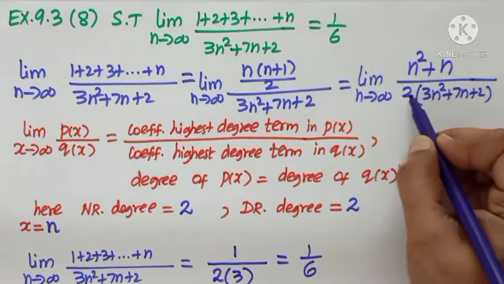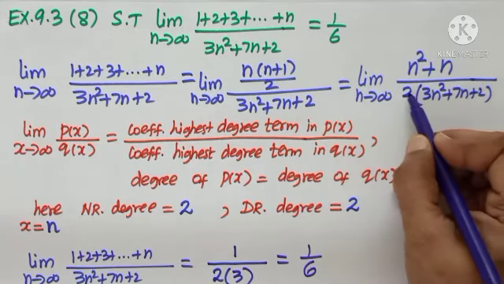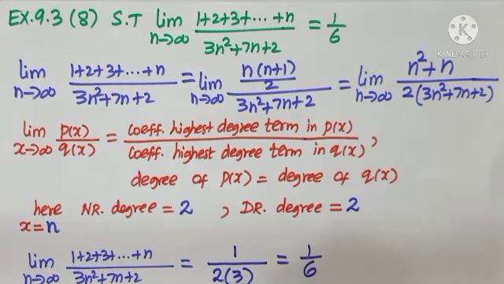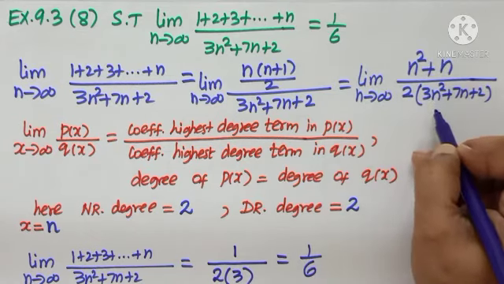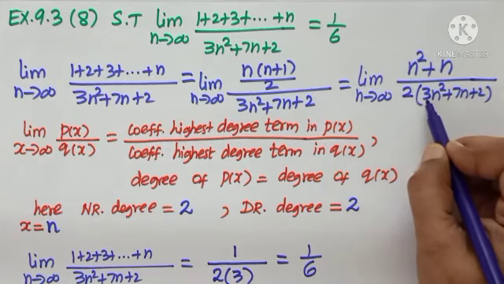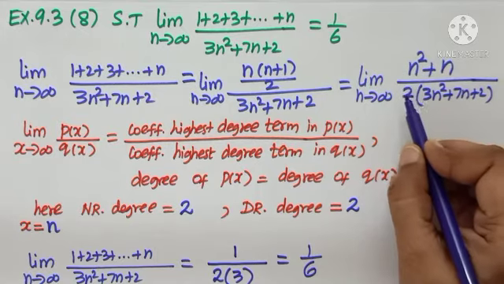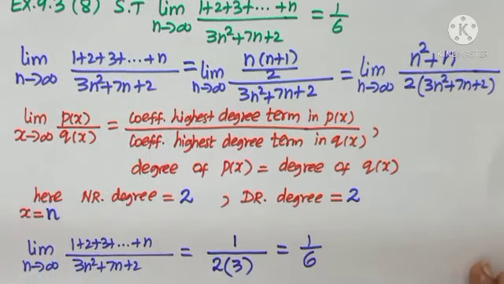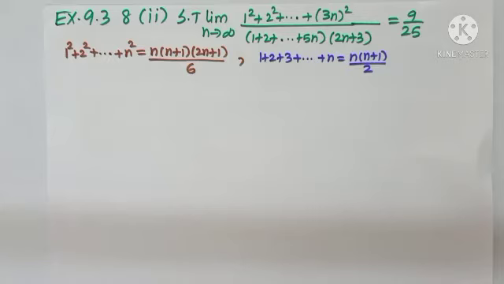Can I keep this 2 as it is? Yes, because this is unaffected by the limit. Keep the 2 as it is. Check only these two terms. Here the coefficient is 1. Here the coefficient is 3. So 1 by 2 into 3, I get 1 by 6, and that is the answer.